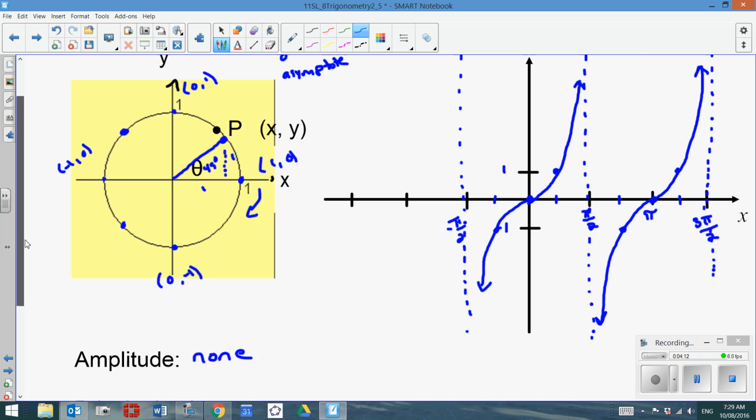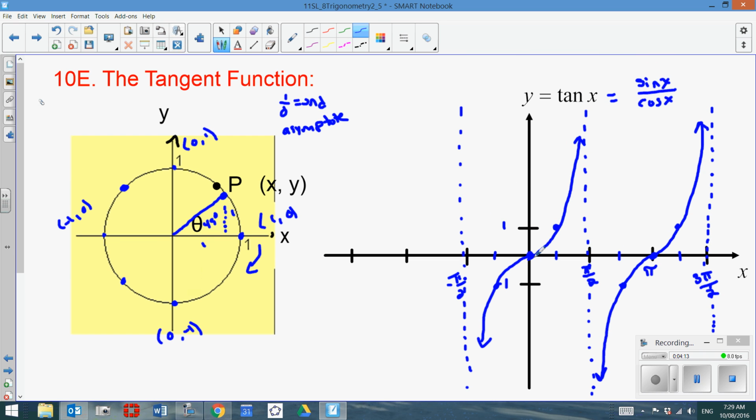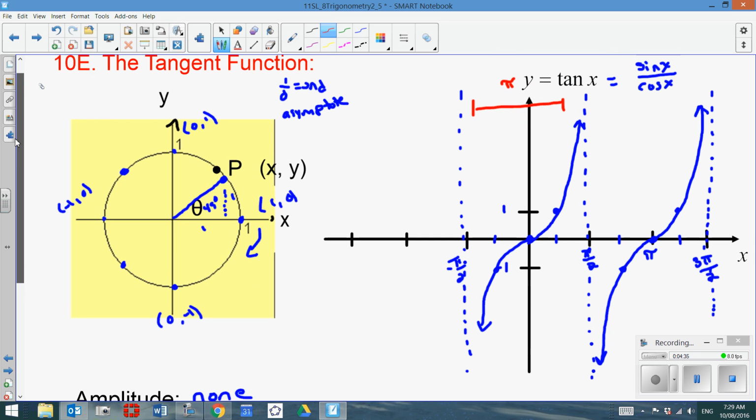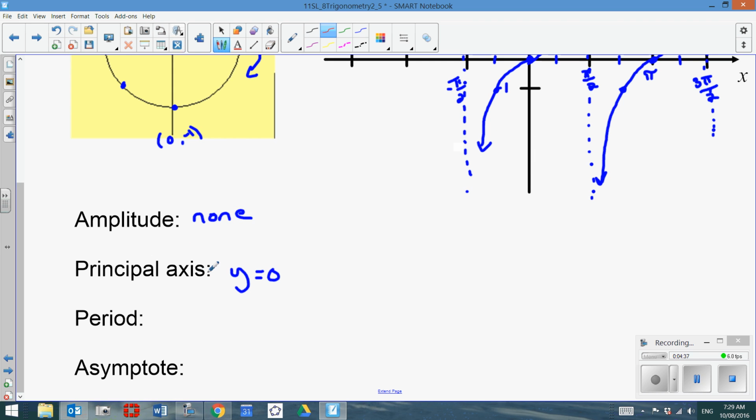The period, though, how long does it actually take tangent to go around a second time, basically, to start again? So at this pi over 2, I begin again, and I go from pi over 2 to 3 pi over 2, or from negative pi over 2 to pi over 2. So I actually just have pi units. So tangent has a little shorter period than sine and cosine. It's half. So our period for tangent is pi units.